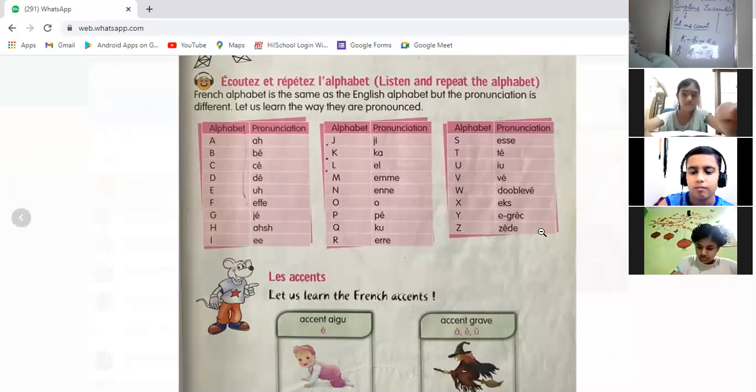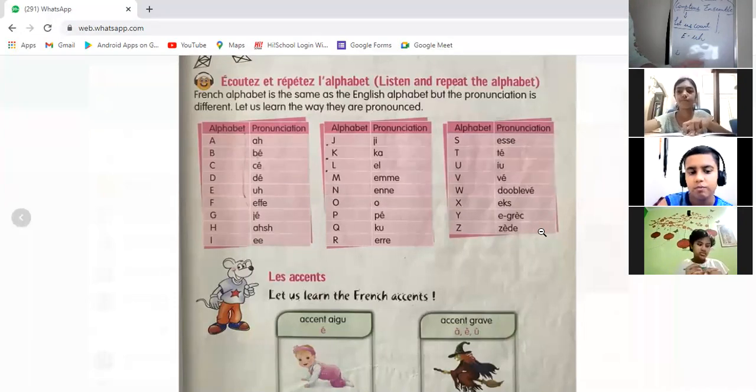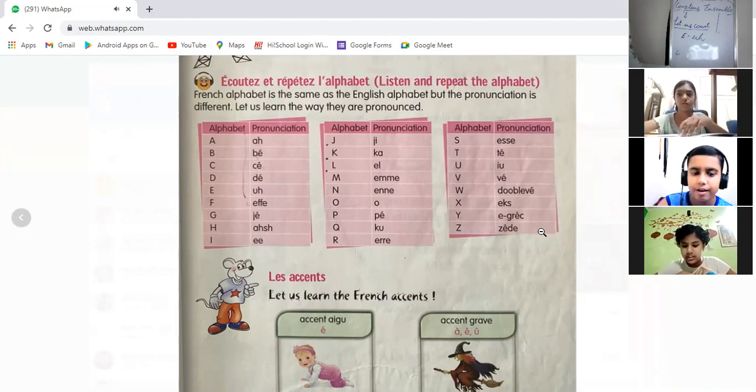Let's begin with A. A in French is called A. What is it called? A. B, C, D. A, B, C, D. Then E. What is alphabet E called? E. Okay? All together, all five alphabets together. A, B, C, D, E. Very good. Very nice.